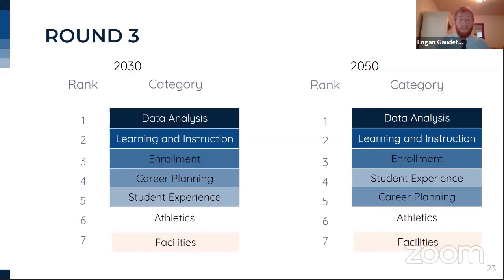Additionally, we found that our participants ranked the same 2 categories as the 2 categories that were least likely to be impacted in the 2030 and 2050 rounds. These categories were athletics and facilities, with student experience and career planning taking up the middle categories.